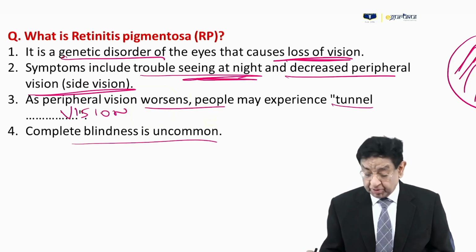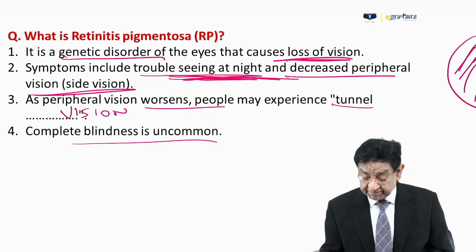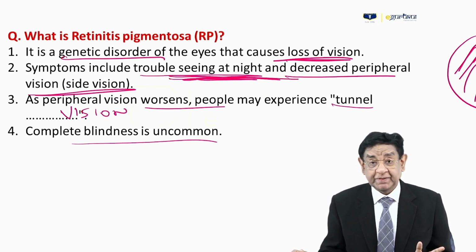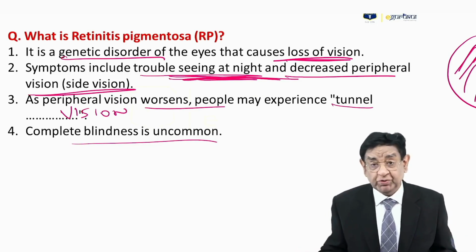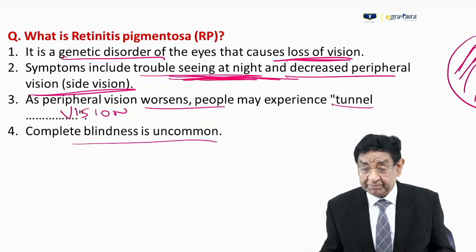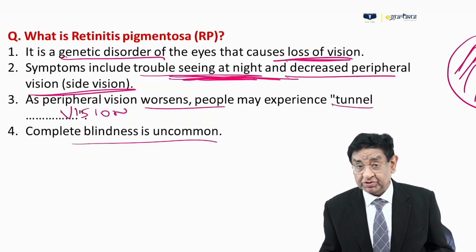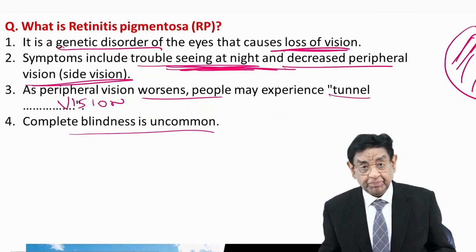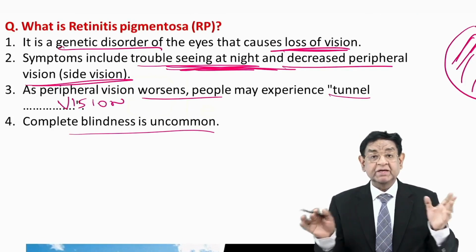And one more important feature, again repeating a second time, is difficulty at night. Why? Again, stop the video, write down the answer: why does the patient have difficulty seeing at night? Okay. Well, I hope you have written the answer in your copy.